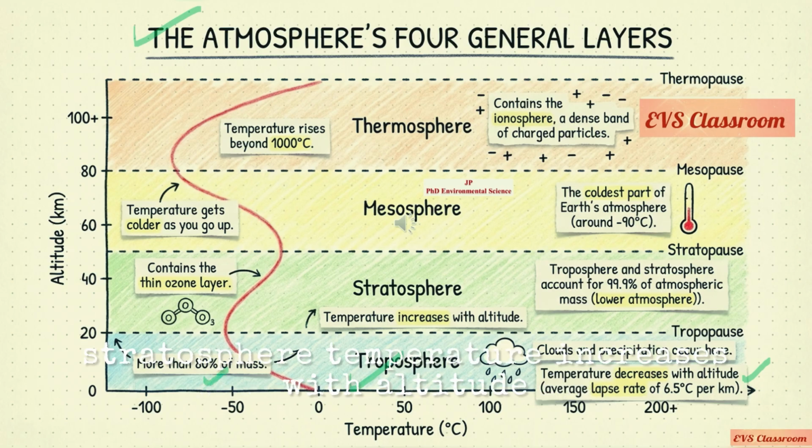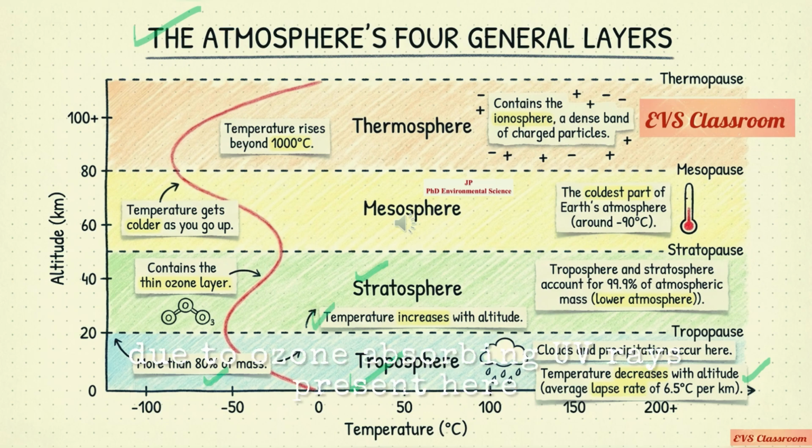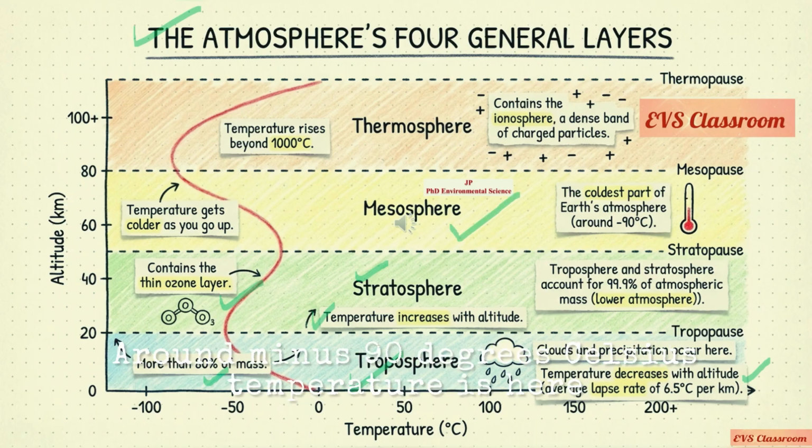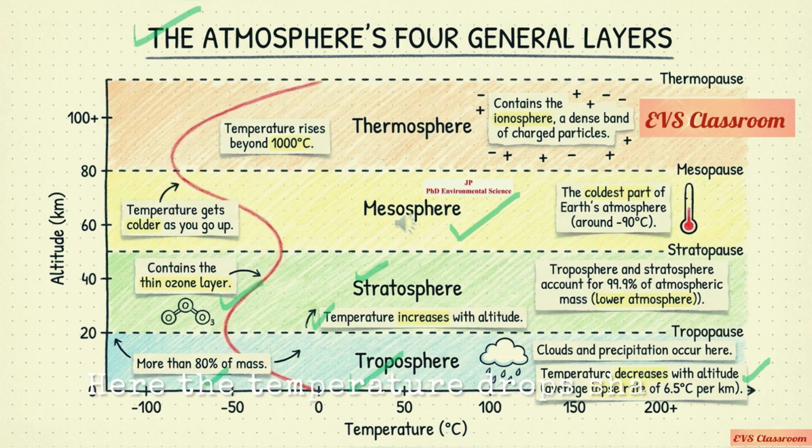Stratosphere. Temperature increases with altitude due to ozone absorbing UV rays present here. It contains the thin ozone layer which protects life from harmful radiation. Mesosphere. It is the coldest part of Earth's atmosphere. Around minus 90 degrees Celsius temperature is here.